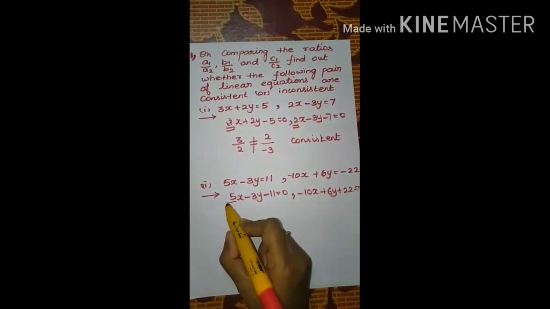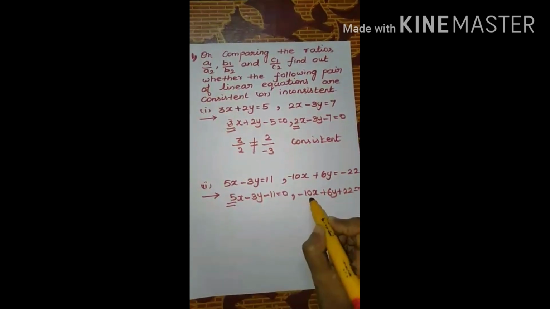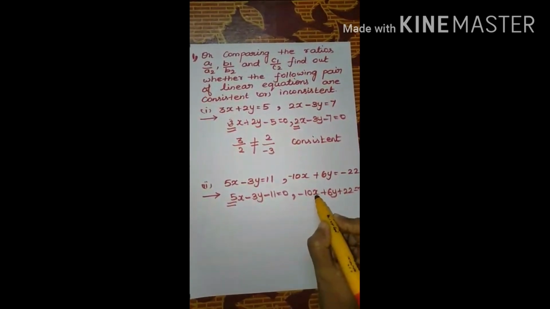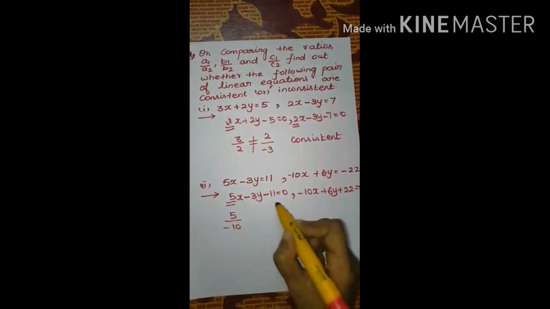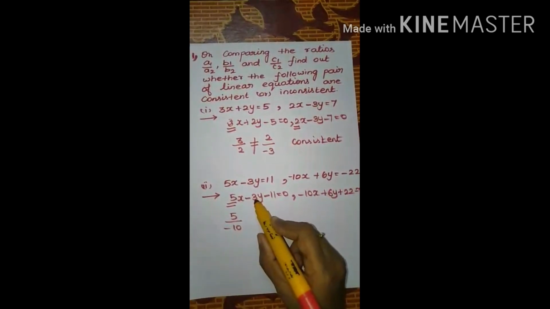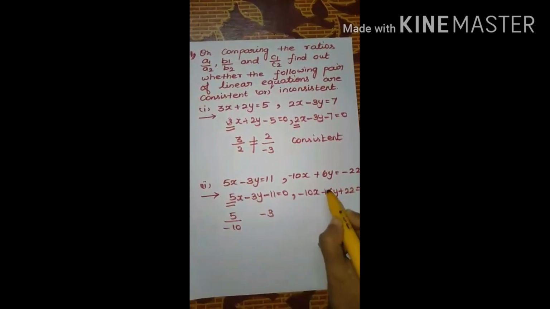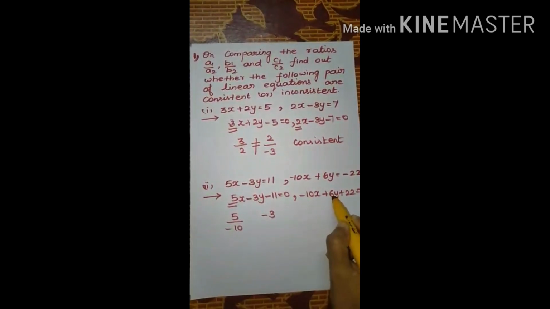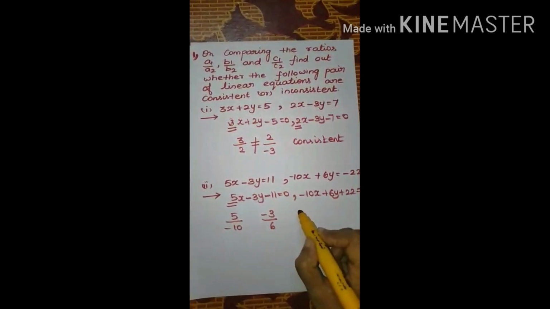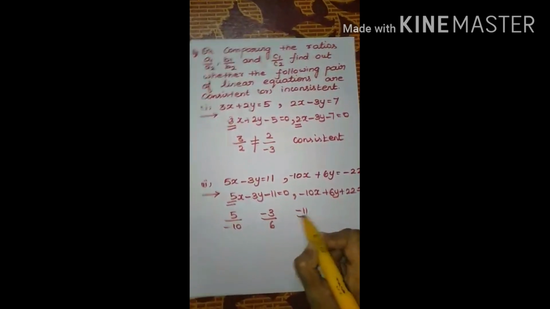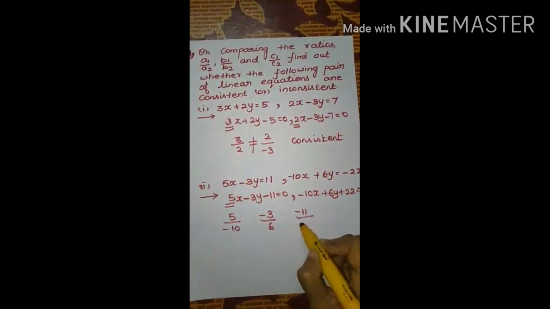Now we have to take the coefficient of x values: here a1 and a2. So we write 5 by minus 10. The next one, coefficient of y value is b1, that is minus 3, and here the coefficient of y value is b2, that is 6. So minus 3 by 6. The next one, constant value c1 is minus 11, and c2 value is 22.